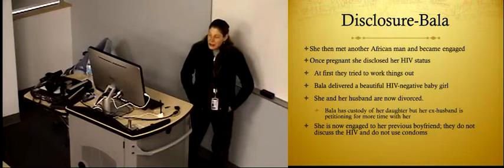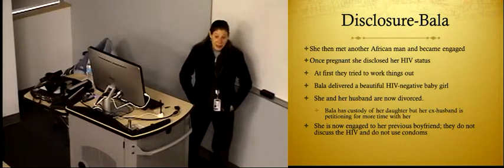Now, Bala is engaged to her previous African-American boyfriend, and they don't discuss the HIV, nor do they use condoms. So this is kind of the ongoing saga of what's happening with Bala.